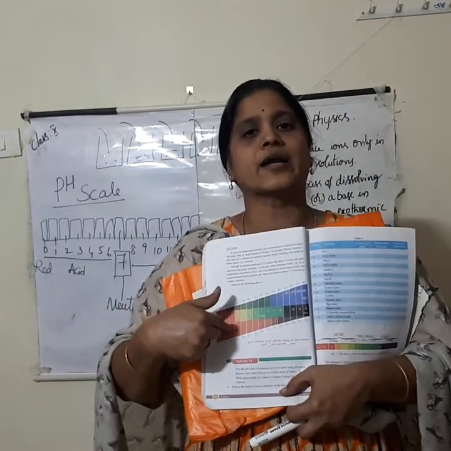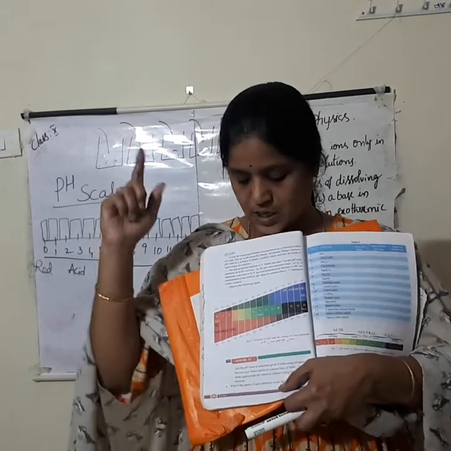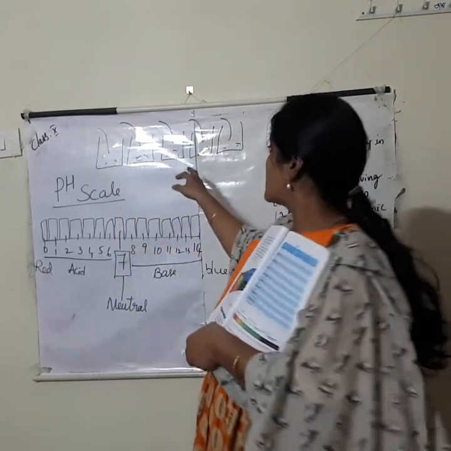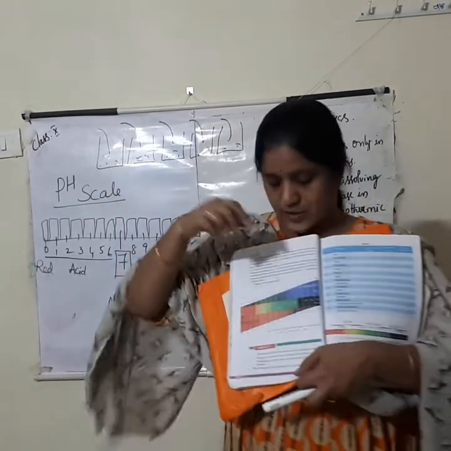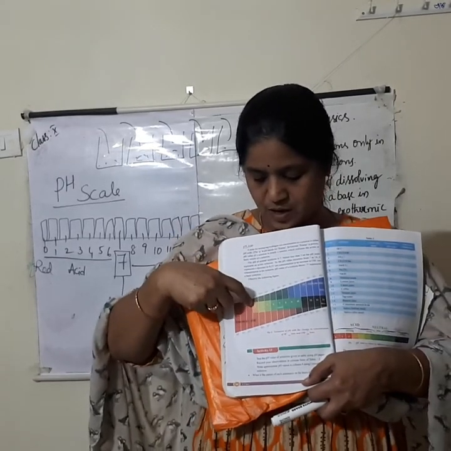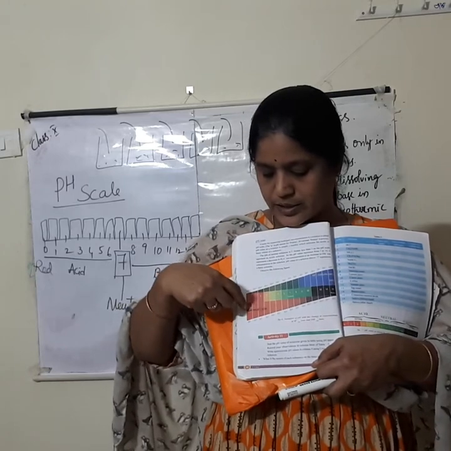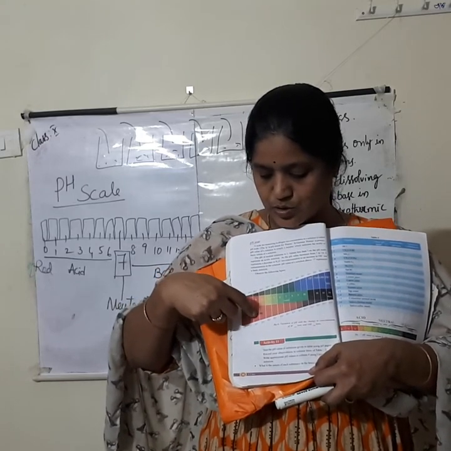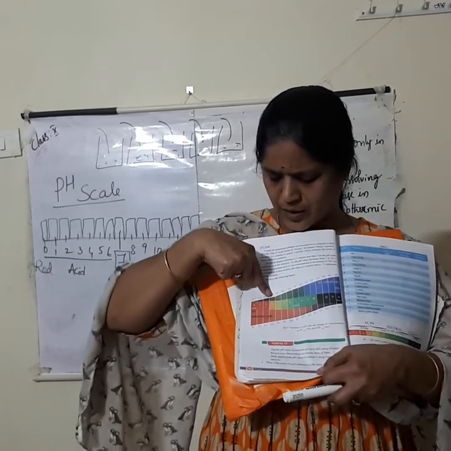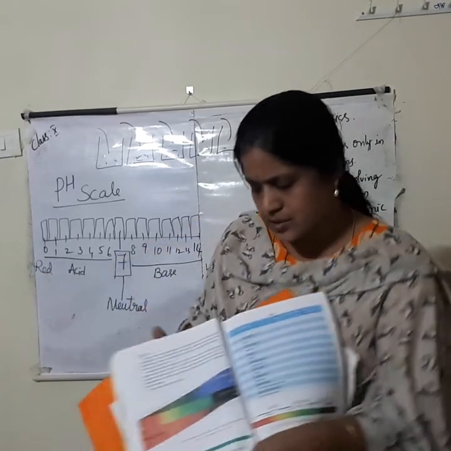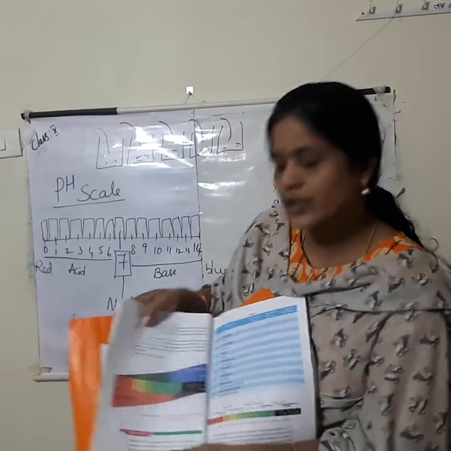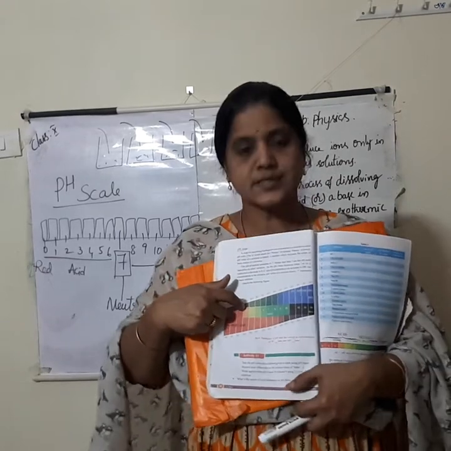By this you can find out. Suppose the paper in this solution turns into a yellow color, then this value comes under 3. Sorry, yes, 3 only. This is 3.